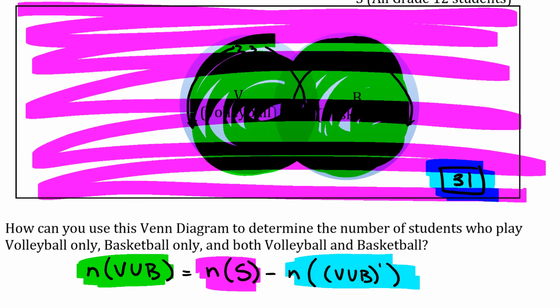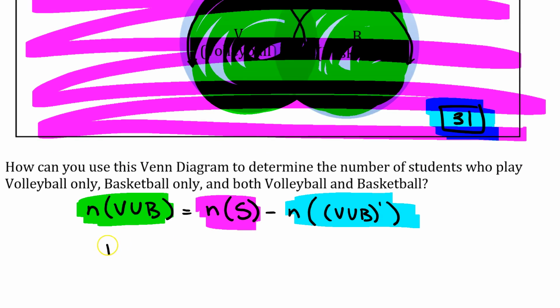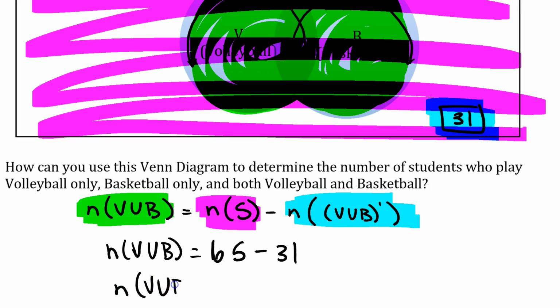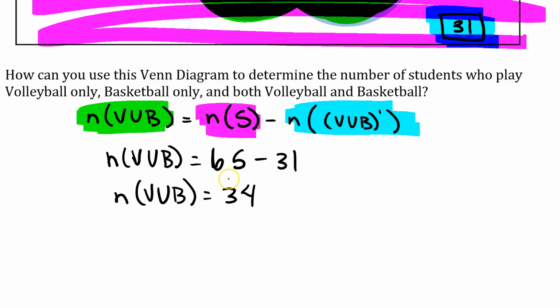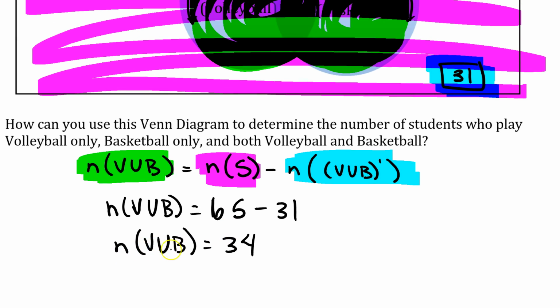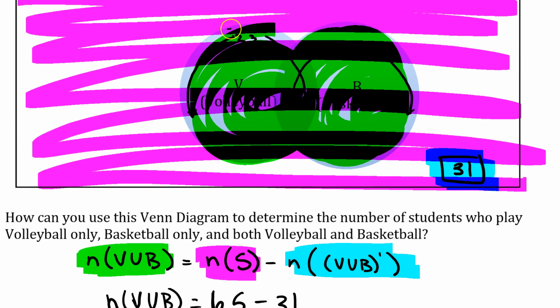So let's fill in these numbers and then figure out. The number in V union B is the total number of grade 12 students, which is 65, minus the number of students who don't play either basketball or volleyball, minus 31. So the number of volleyball or basketball players is going to be 34. So we know that the number of students that play volleyball or basketball is 34. That's the number of students that is in this shape right here.